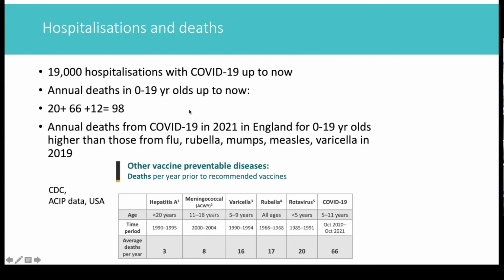In terms of deaths, we've had about 98 deaths involving COVID, so COVID on the death certificate in 0 to 19-year-olds. And if you compare this to annual deaths from COVID in 2021 to deaths from other diseases before COVID in 2019, you will find that these deaths vastly exceed those from all other childhood illnesses. And this is data from the CDC that shows very similar for 5 to 11-year-olds that COVID impacts, even in terms of deaths, while we hear that they're not severe, actually exceed the impacts for other infectious diseases. And this is even before vaccination. And we vaccinate for all these diseases. So why don't we for COVID?